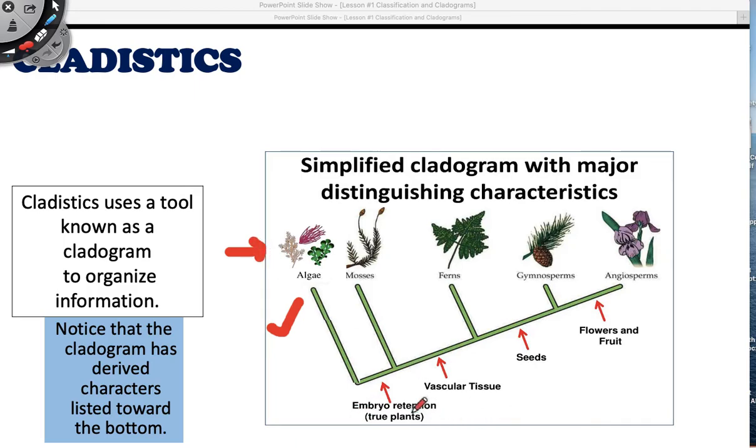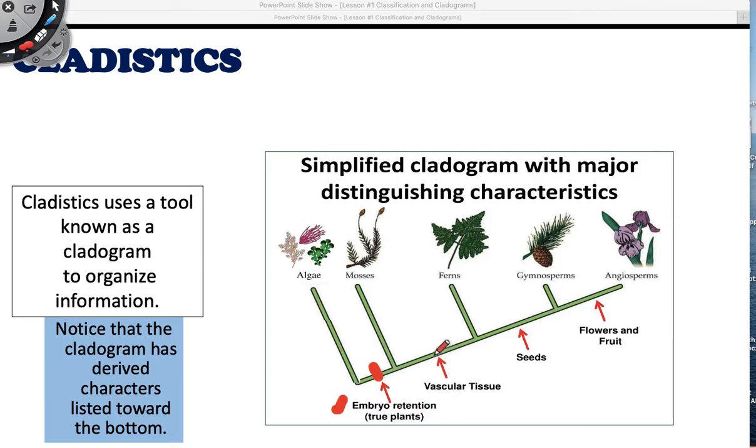Notice down here, which is very important, at the bottom of the cladogram you have these derived characters. These derived characters will show you certain characteristics that some of the organisms along this cladogram have. For example, embryo retention in true plants. That means that this characteristic evolved around this time period, so algae do not have embryo retention.